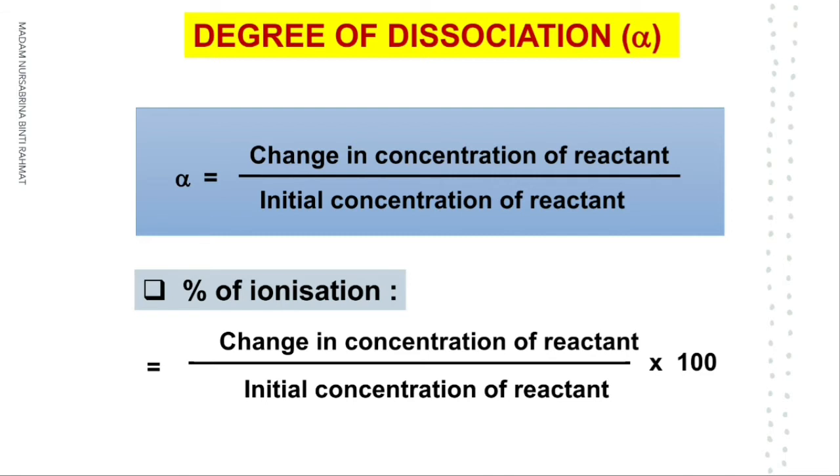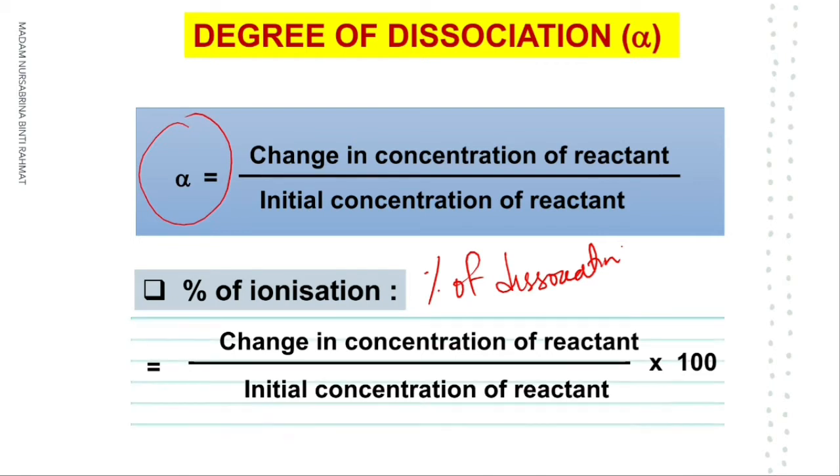The change in concentration of reactant over the initial concentration of the reactant is equivalent to the degree of dissociation. Whereas percentage of ionization, or in other words percentage of dissociation, is equivalent to the change in concentration over initial concentration, but now you have to multiply by 100 to convert it into a percentage.